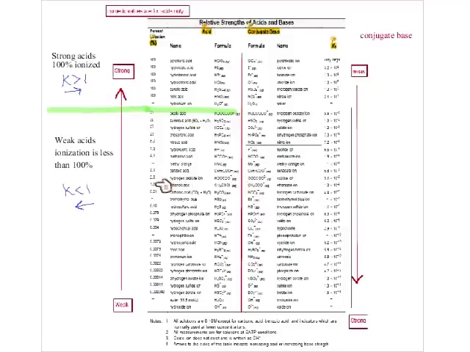There it is, 1%. So of every 100 acetic acid molecules that are put in the water, only 1.3 of them want to give up their hydrogens. The other 99 don't want to give it up, right? Very weak. There we go. So that's what we mean by a weak acid or a strong acid.